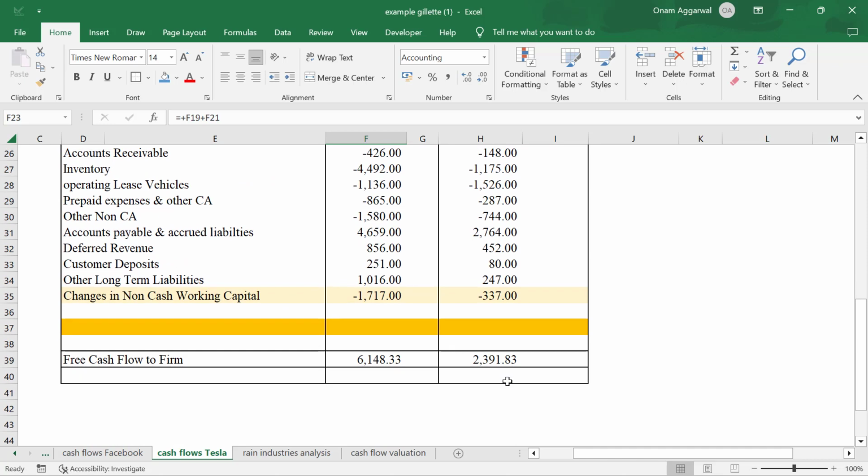And we get, very simply, the free cash flow to firm. See, this is how easy it is to understand cash flows if you know how to look and where to look.